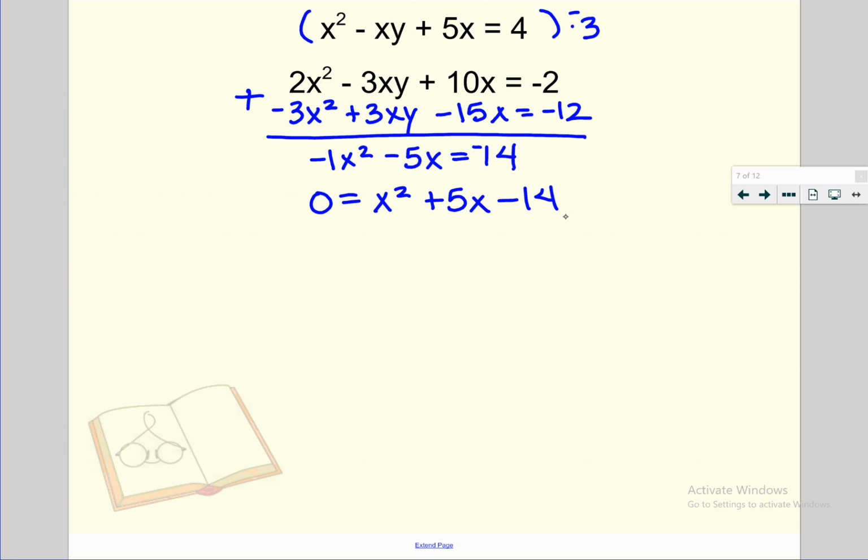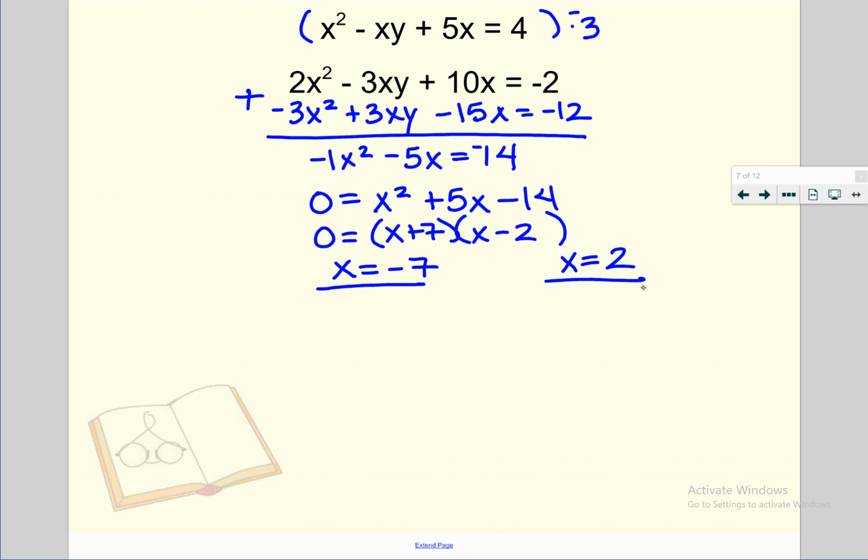Okay, this is not a bad factoring problem. Give me 2 numbers that multiply to negative 14 and add to 5. 7 and 2, which one's negative? Good. Okay, so positive 7, negative 2. So I have 2 answers for x. X is negative 7, and x is positive 2.